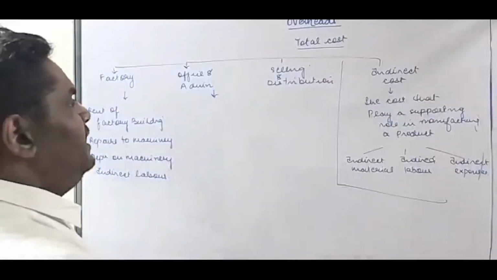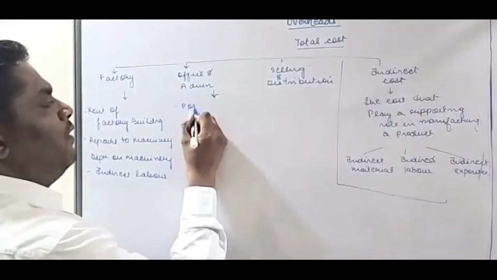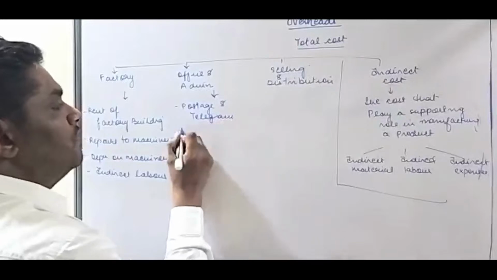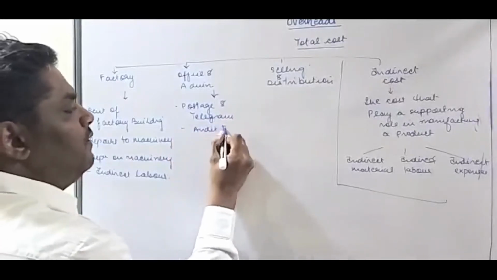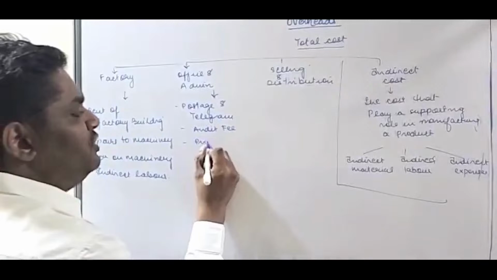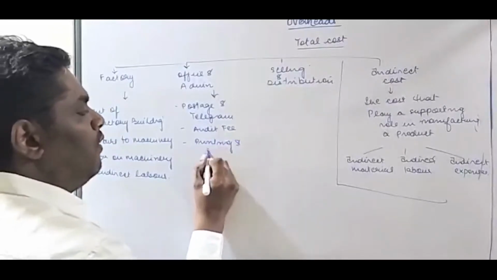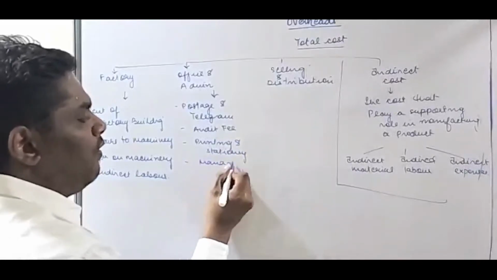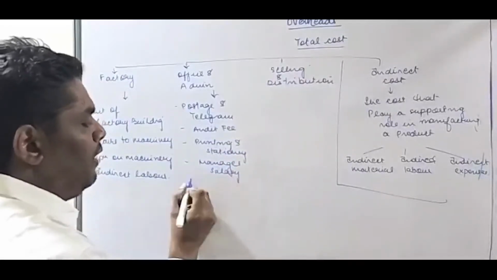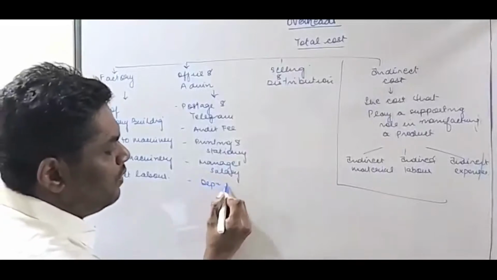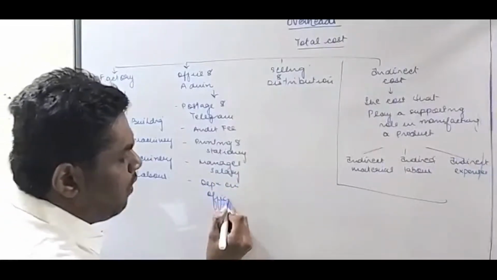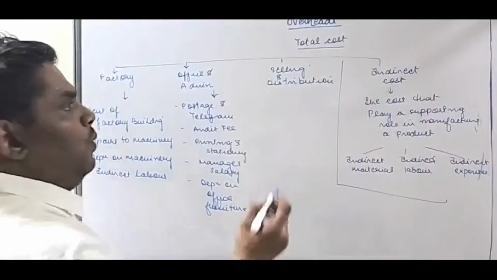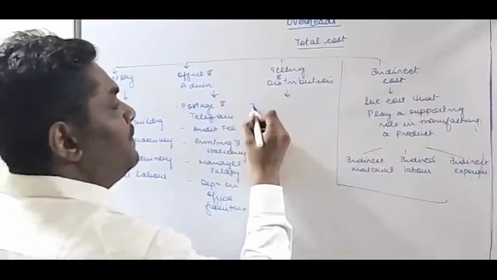When talking about the office and administration, it can be postage or telegram, audit fees if it is given, printing and stationery, manager salary, depreciation on office furniture, etc.